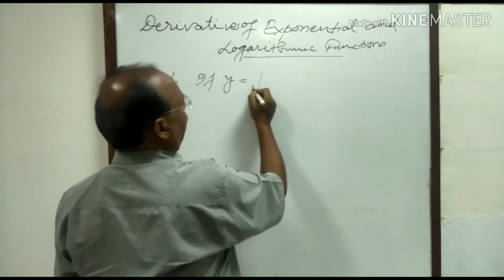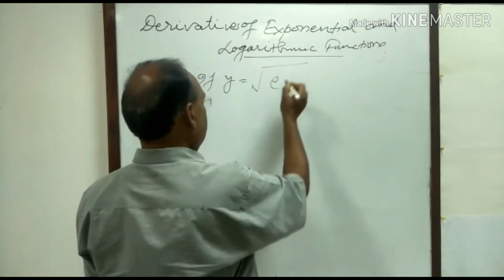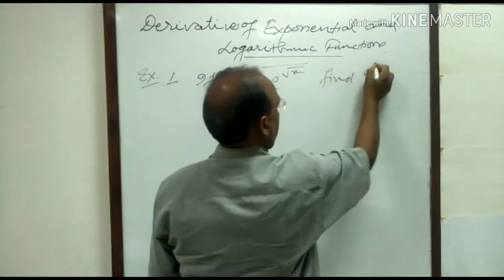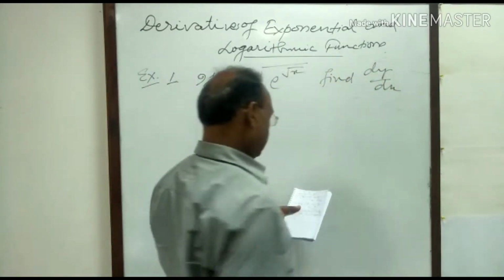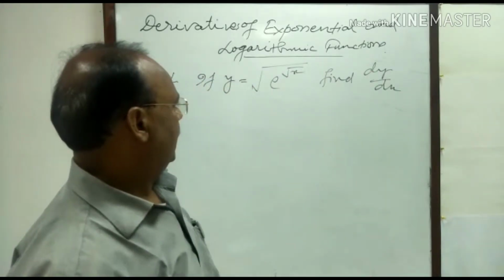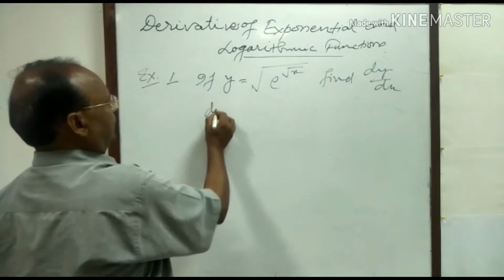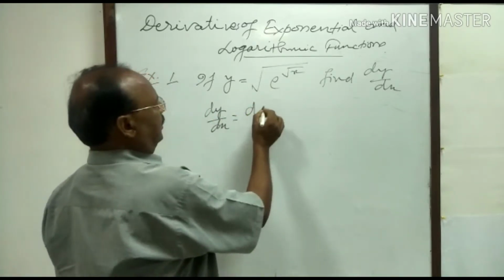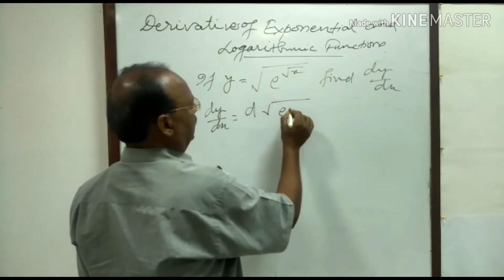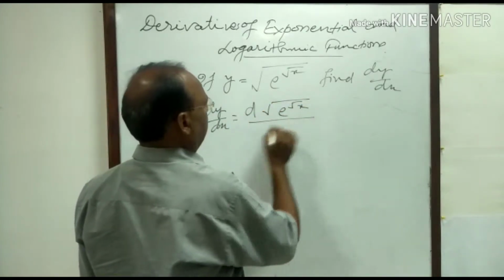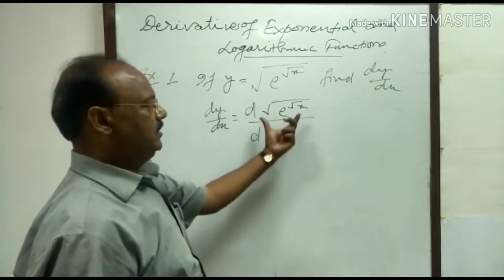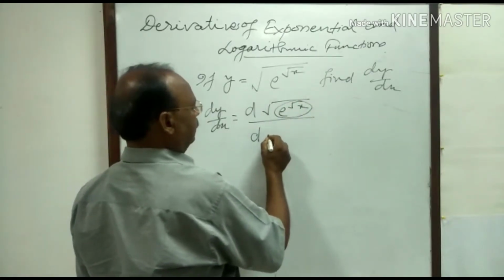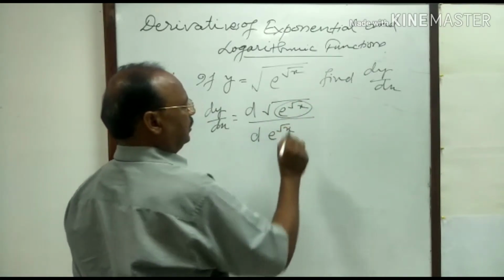If y is equal to root over e to the power root x, then find the derivative of y with respect to x. So here, the derivative of y with respect to x can be written as the derivative of root over e to the power root x. First of all, we'll differentiate it with respect to this function. So the derivative with respect to e to the power root x.